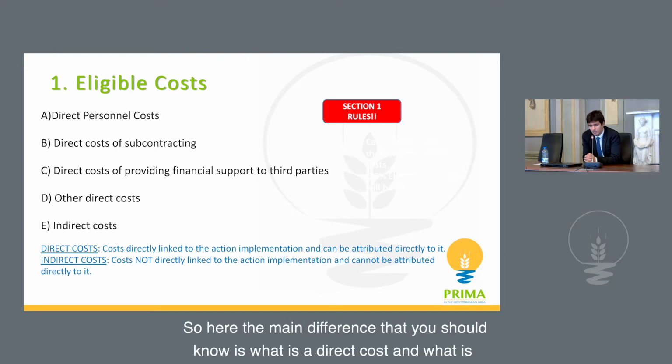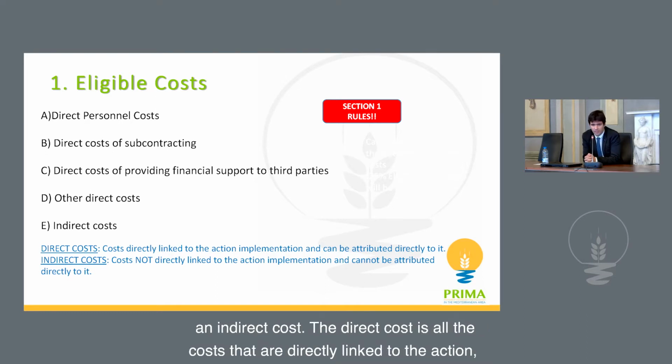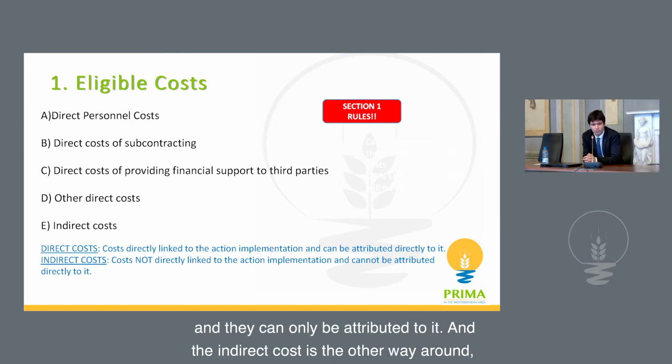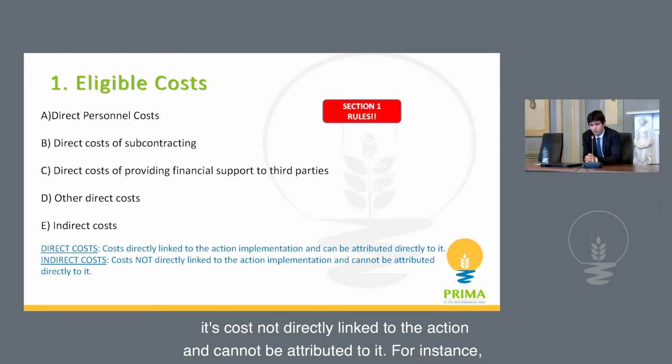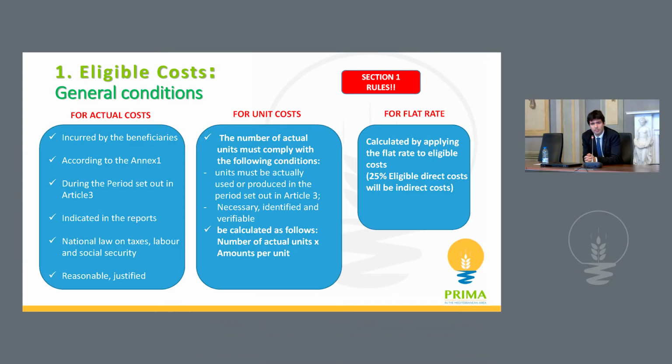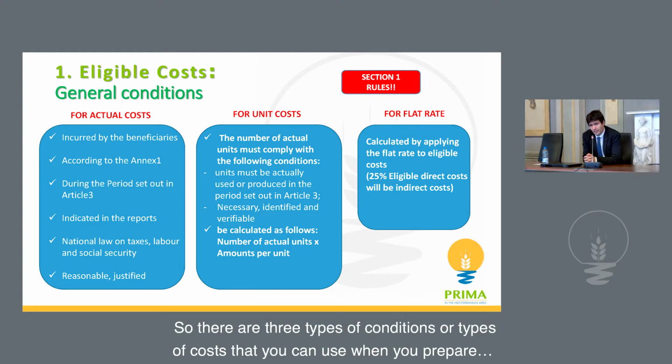So here, the main difference that you should know is what is a direct cost and what is an indirect cost. The direct cost is all the costs that are directly linked to the action, okay? And they can only be attributed to it. The indirect cost is the other way around. It's cost not directly linked to the action and cannot be attributed to it. For instance, an indirect cost is the fuel cost, and a direct cost is the person who works on the action.